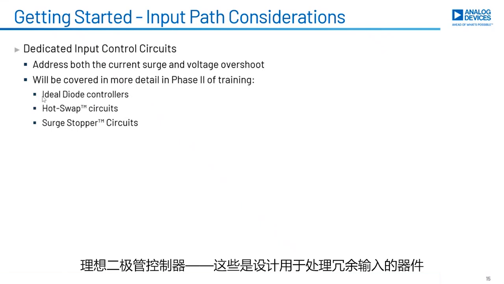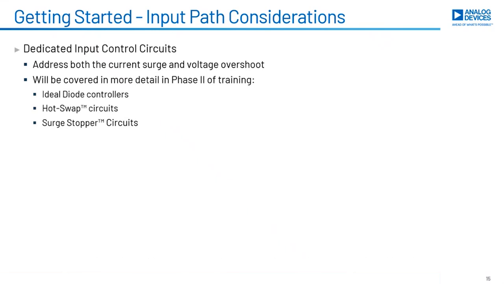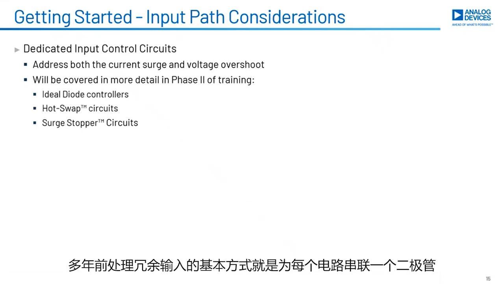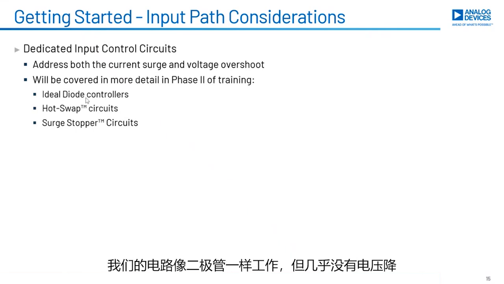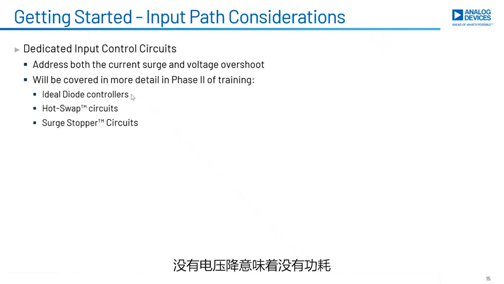Ideal diode controllers. These are devices which are designed to handle redundant inputs. And so the basic way that redundant inputs were handled years ago was just to use a diode in series with each circuit, and you created what was called a diode OR circuit. At high power, the heat dissipated by the diode can be significant. So we have circuits that will act like a diode but have almost no voltage drop. So no voltage drop means no power dissipation.